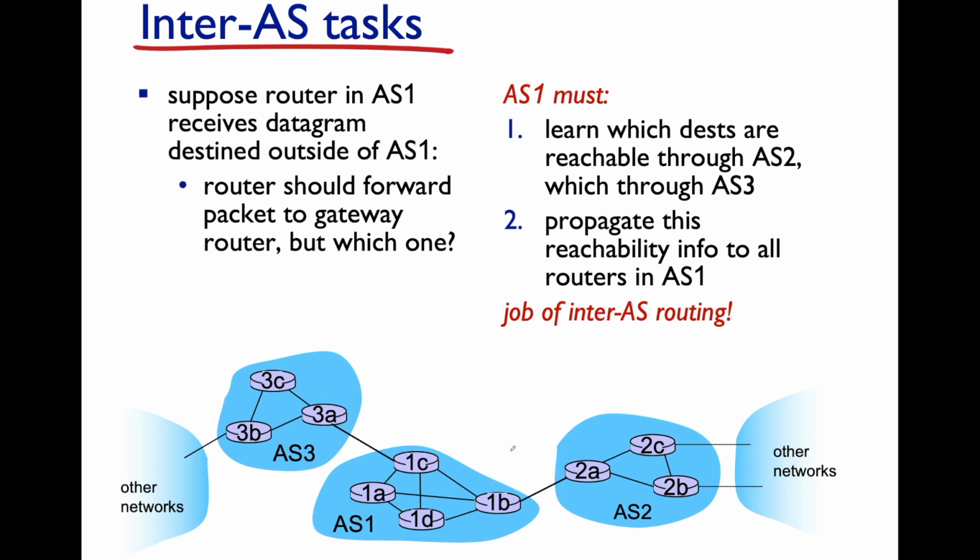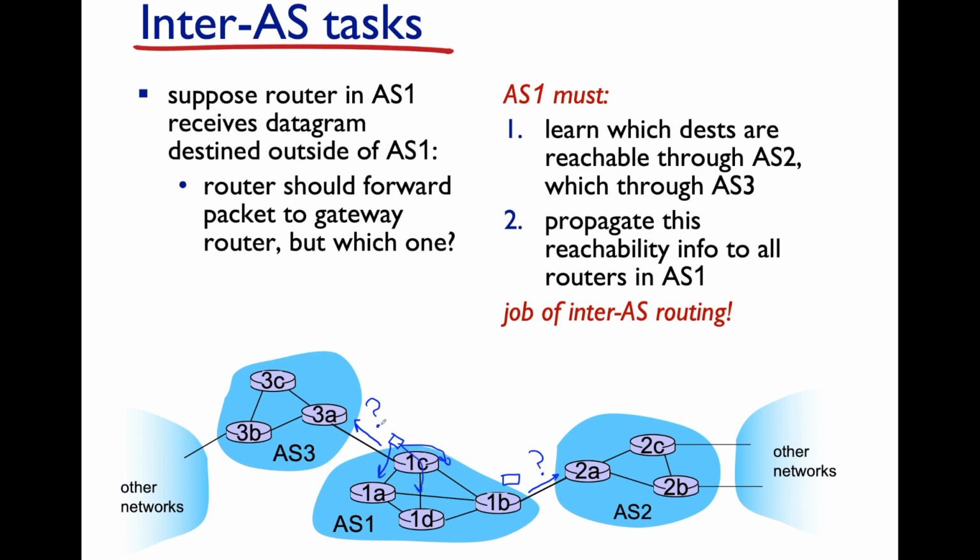So Autonomous System 1 has to learn two things: which destinations are reachable through AS2, so what subnets are available in this direction, and which destination addresses or subnets are available through AS3. That is, in this direction, what subnets are managed by routers within AS3. Now, once it knows what those subnets are, the corresponding gateways in AS1 now have to propagate that information to all of the routers within the autonomous system.